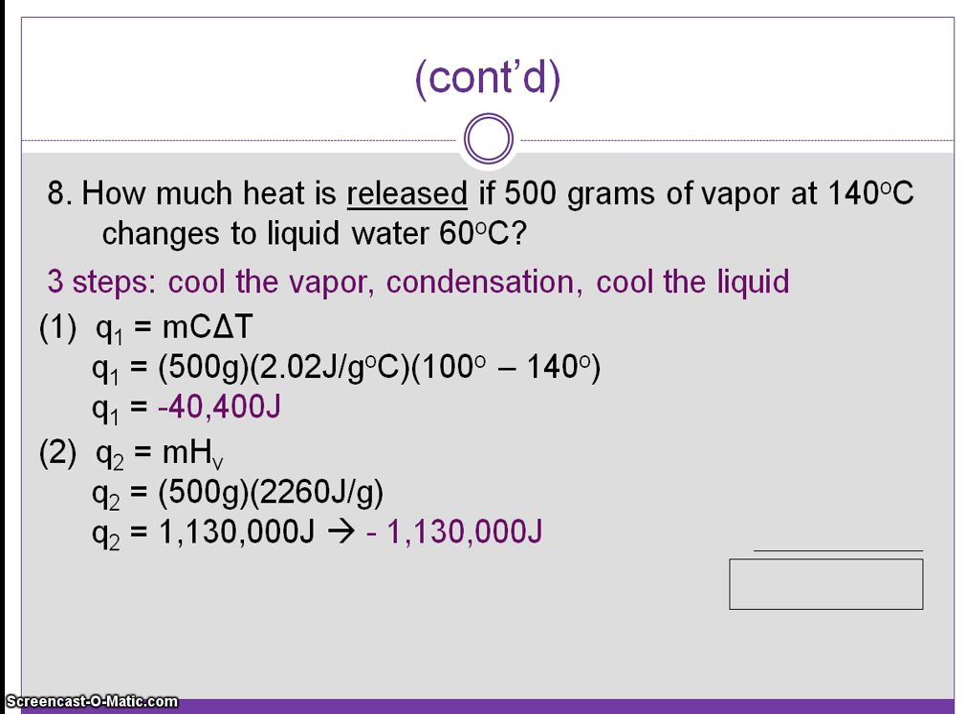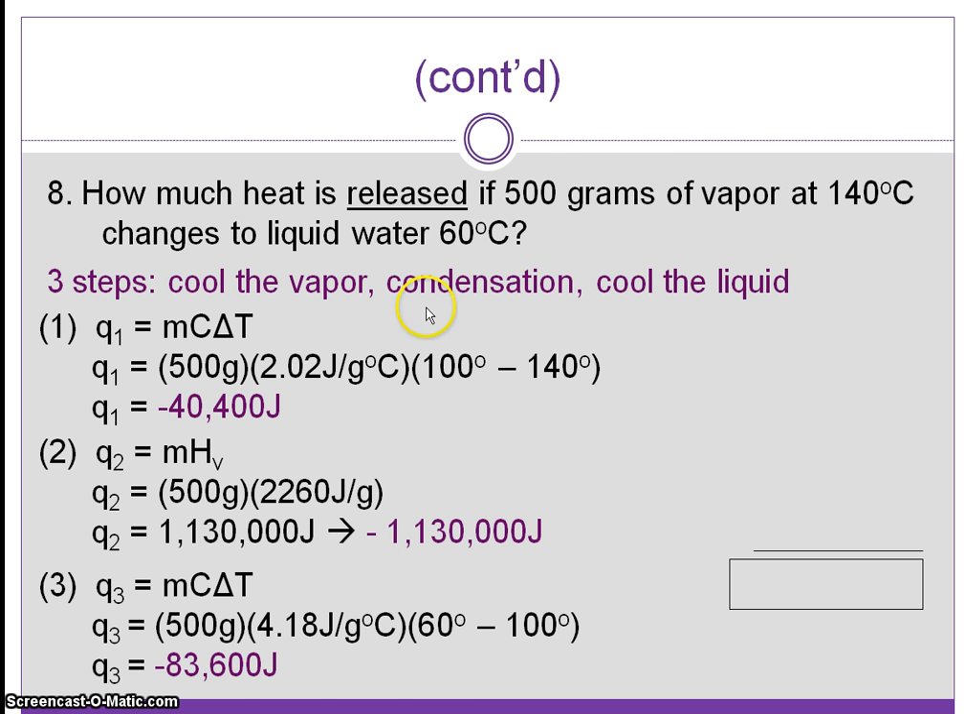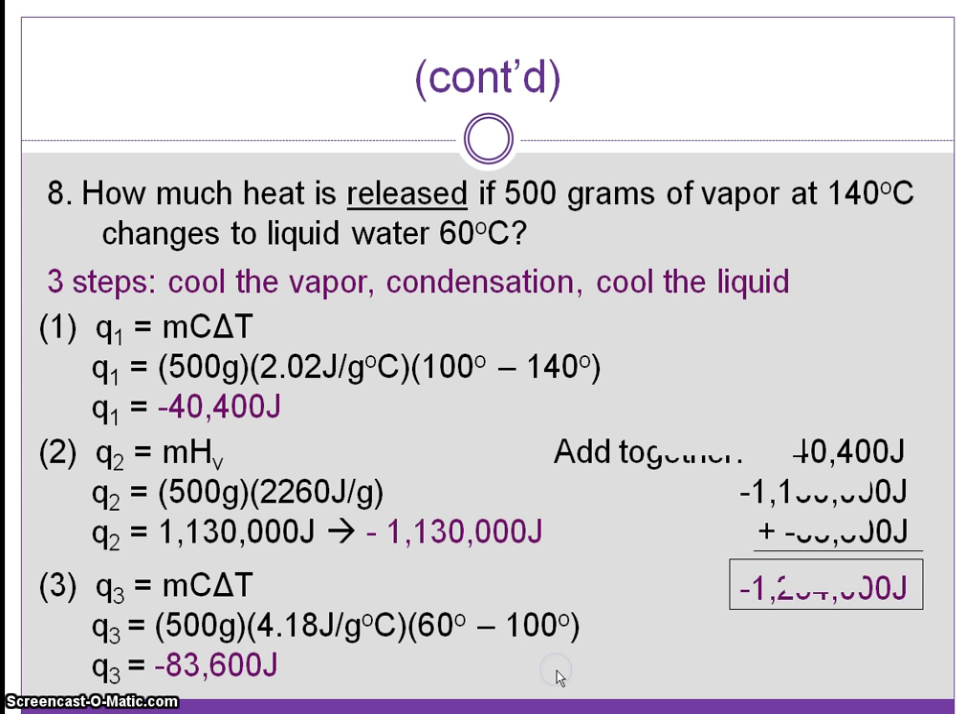And then the last step is we need to get it from 100 down to 60. So now we have liquid water, so we're going to use 4.18. Final temperature is 60, but for this one segment, we're starting at 100. We're not going all the way back up to the beginning at 140. We're starting at 100 where we condensed it. Notice that it's negative, so that makes sense. And then you just add them all up together.